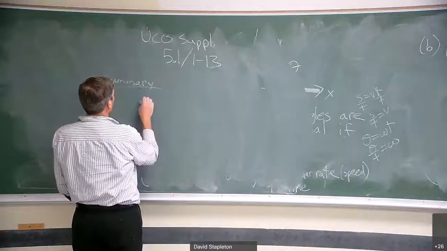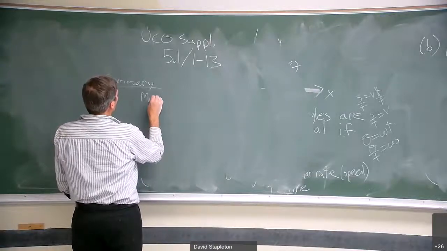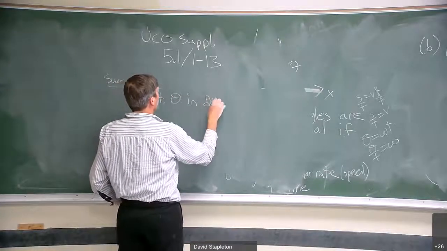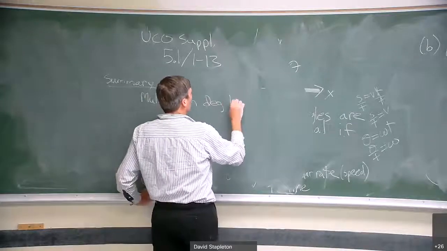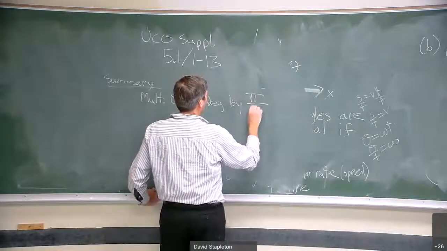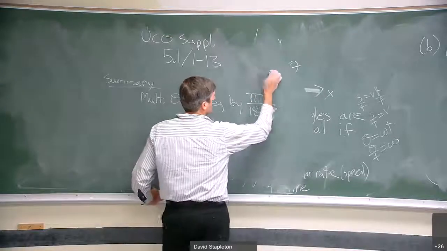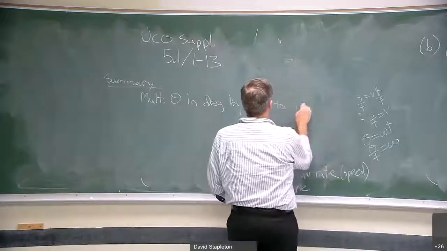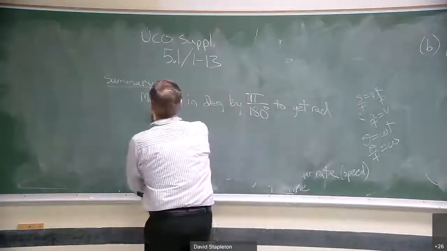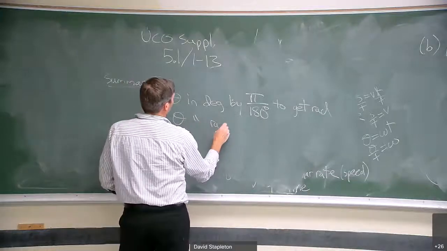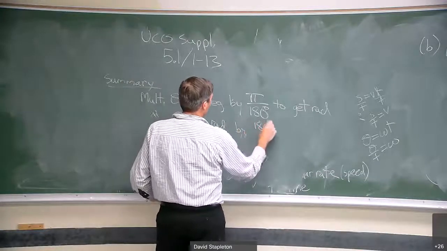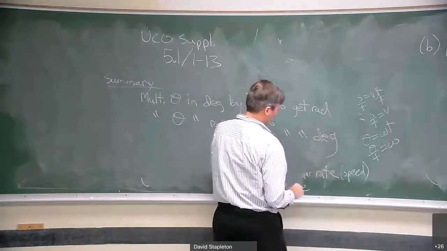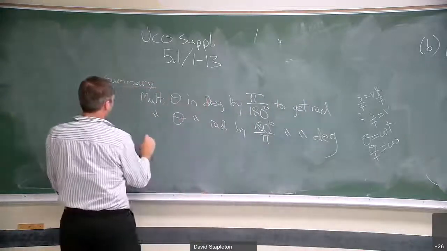You can measure angles in radians or degrees. You multiply theta in degrees by pi over 180. And if you forget, just write the units in. It's obvious. Make them cancel to get radians. Multiply theta in radians by its reciprocal, 180 over pi, to get degrees, right?